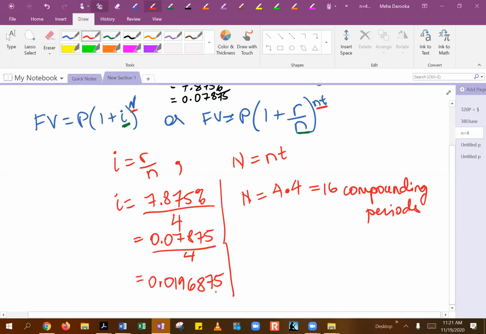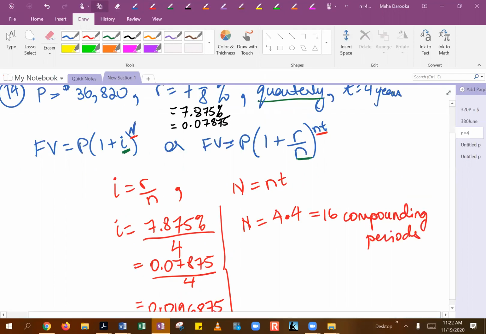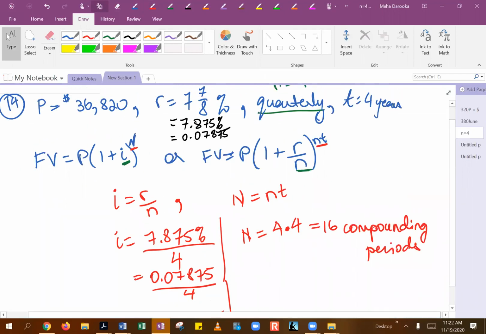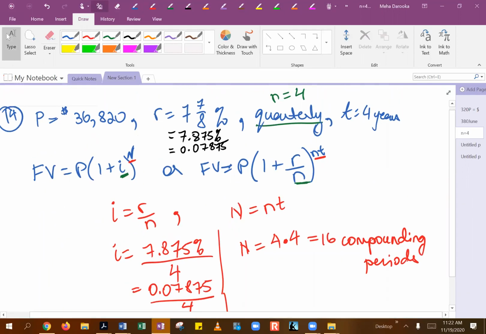0.0196875. And again, you cannot round any of those decimals. So that's the reason why I'm not a big fan of the way your textbook does it. But I know that's your reference, and if that's what you are comfortable with, you can definitely go ahead and use this formula from your textbook.